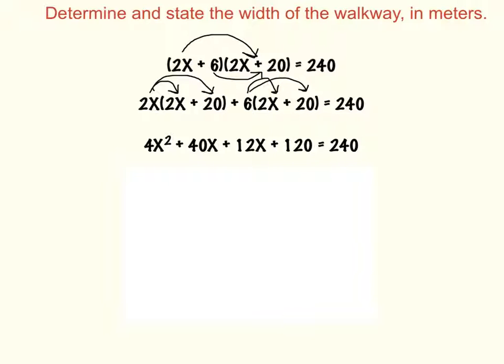Combining like terms so that we can simplify our equation, gives us 4x squared plus 52x plus 120 equals 240.